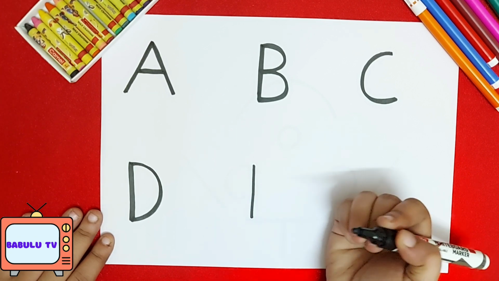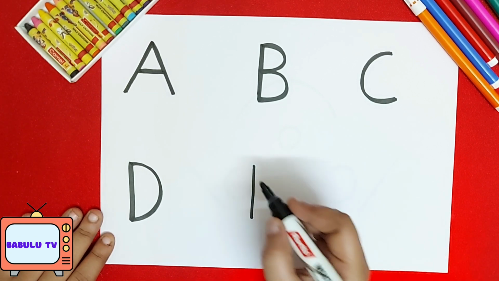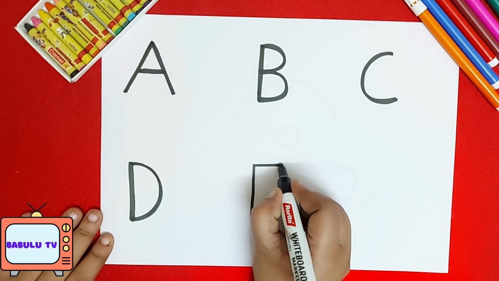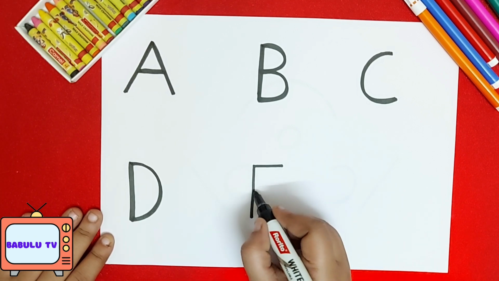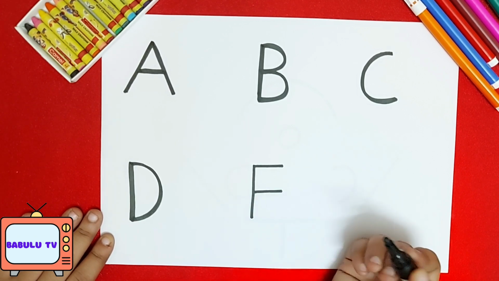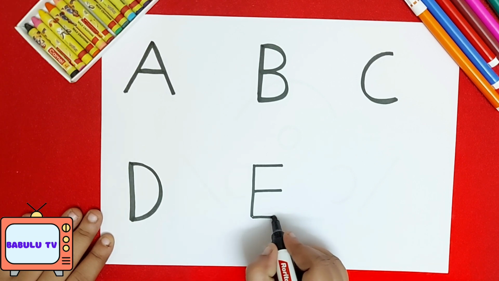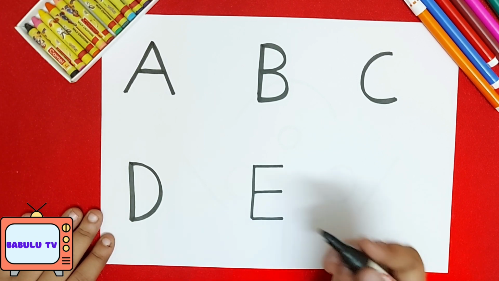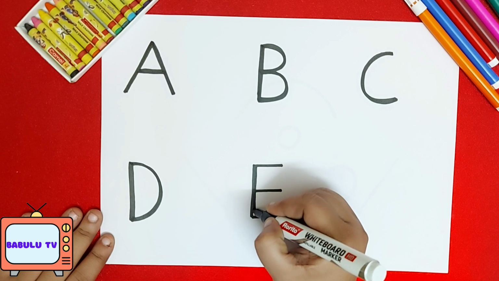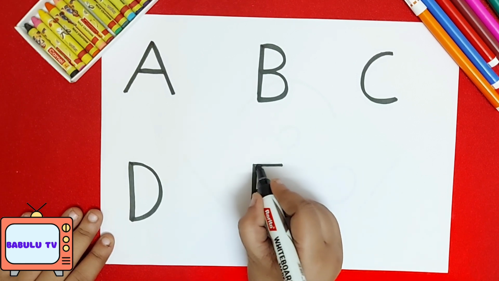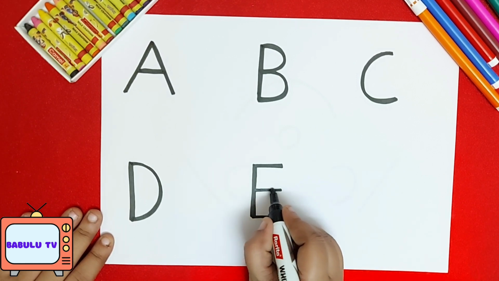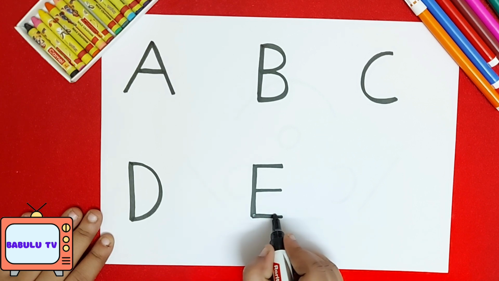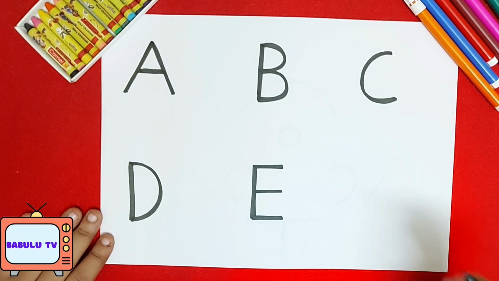One standing line and sleeping line, again one sleeping line. This is E. One standing line, sleeping line, and sleeping line, and one sleeping line. This is E.